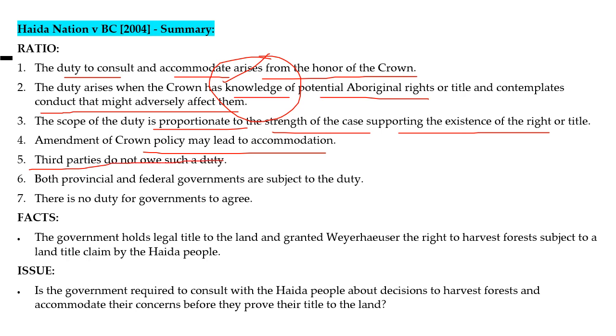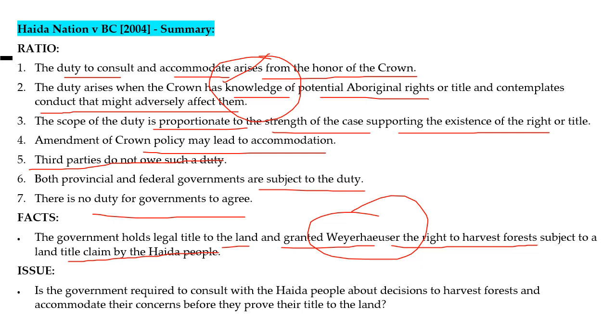Third parties do not owe such a duty, only the Crown. Both the provincial and federal governments are subject to this duty. There is no duty for government to agree. So it's not mandatory that government should agree. They must bring forth their interest, the Aboriginal people's interest, they consult, they negotiate. The government holds legal title to land and granted a company the right to harvest forests subject to the land claimed by the Haida people. So there was land, and the government gave a company legal rights to harvest forests that were on the land claimed by the Haida people.